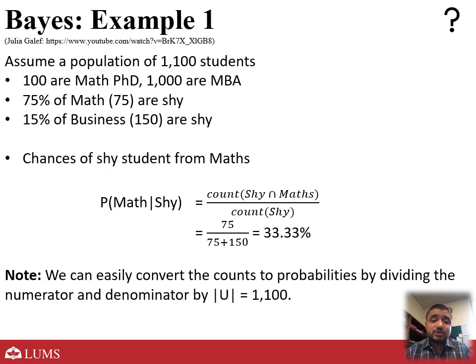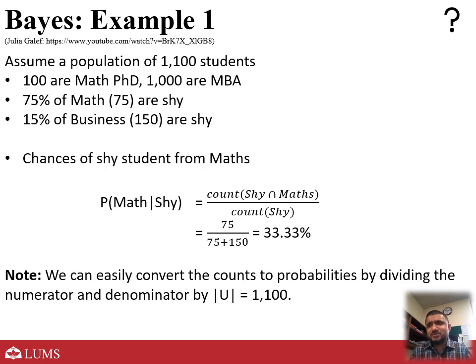Assume numbers. So assume a population of 1100 students. We have just taken a convenient number here. 100 of them are maths PhD, 1000 are MBA. So the numbers seem about right, 1 to 10. 75% of the math students are shy. That's again another assumption. So not everyone in maths is shy. Some of the very, very outspoken and confident people could belong to that profession. And we have just assumed that 15% of the business students are shy.